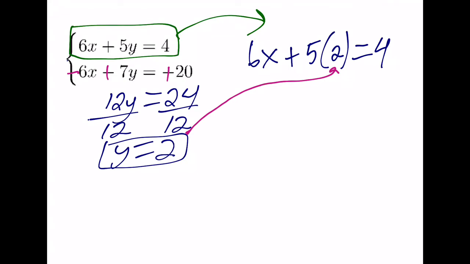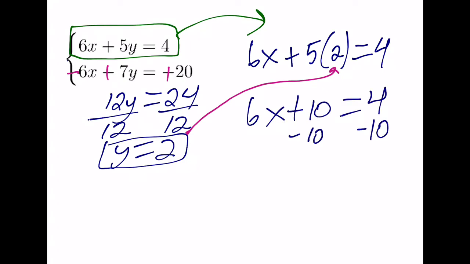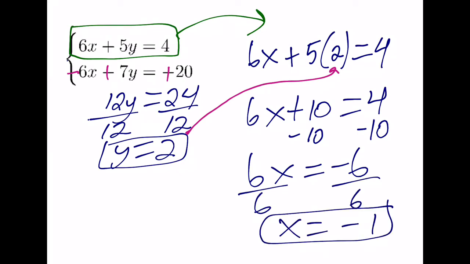You multiply 5 times 2 as the first step, so you have 6x plus 10 is equal to 4. And now I'm back to a two-step equation. Subtract 10 from both sides. This gives me 6x equals -6. Divide by 6 on both sides, and I have my final answer, x equals -1. So my solution requires y equals 2 and x equals -1.